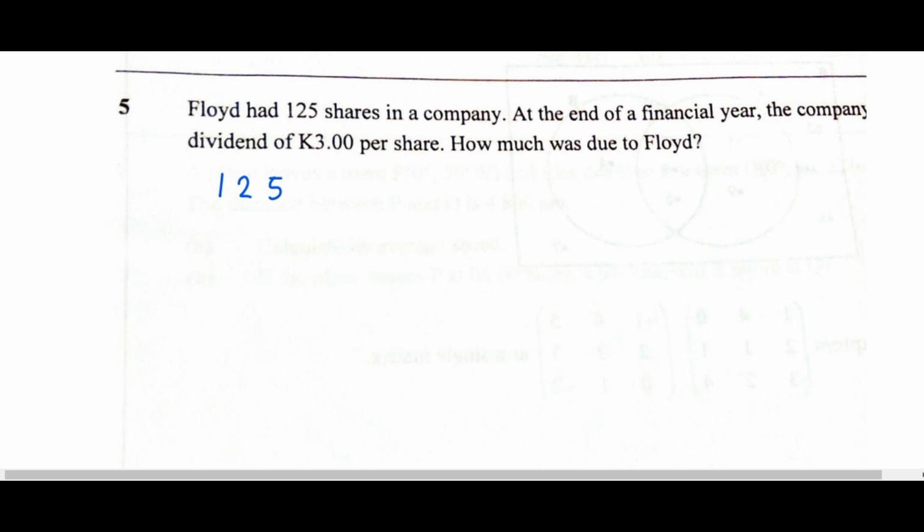So we just multiply 125 by 3. So let's do the math. 3 times 5, we have 15, carry 1. 3 times 2, 6 plus 1, we have 7. 3 times 1, we have 3. So the amount of money that was given to Floyd was 375 kwacha.